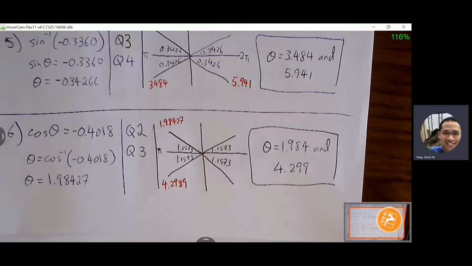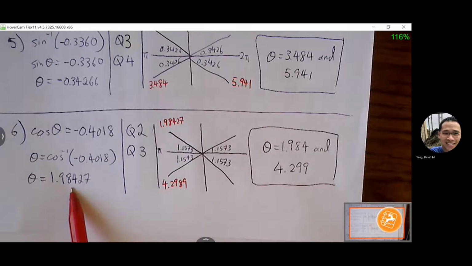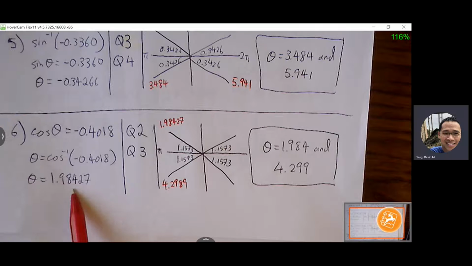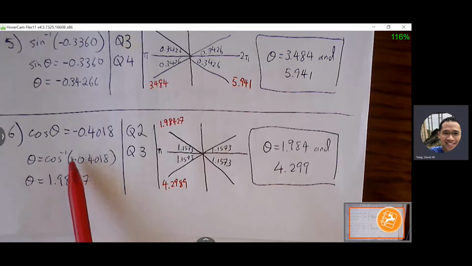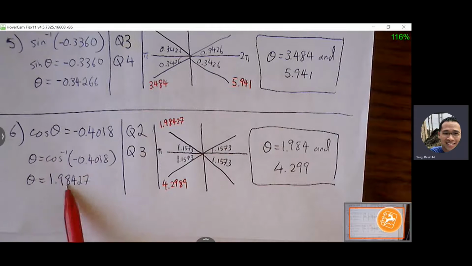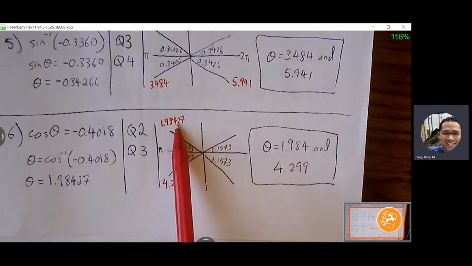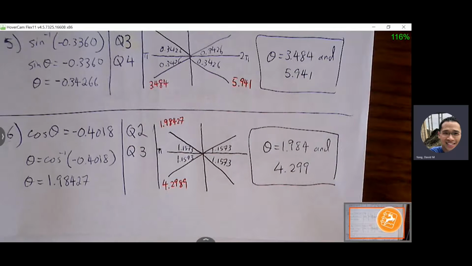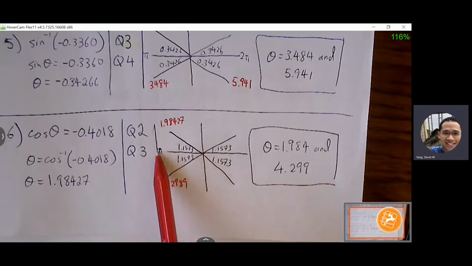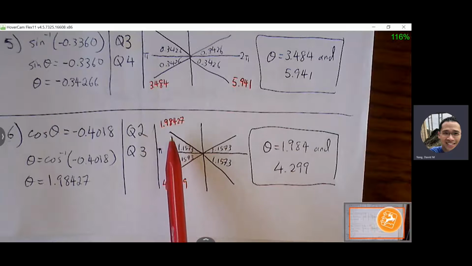Yeah. What did you get 1.98? I found that by using the calculator. Right? Because inverse cosine for negative is not going to get you a reference angle. It's going to take you directly to the quadrant 2 because of principal values. Yeah. Where do you get the 1.1573? Okay. I have to figure out what that 1.1573 is by subtracting pi minus 1.98427.